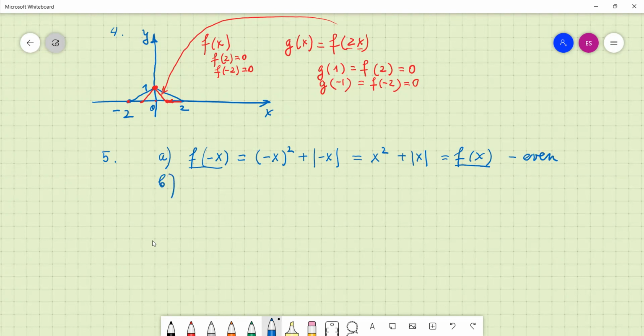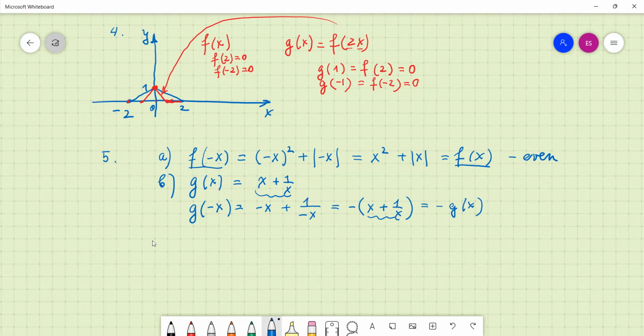B, g of x was equal to x plus 1 over x. So g of minus x is going to be minus x instead of x plus 1 over minus x. I'm going to take this minus outside of parentheses, and this minus jumps here and can be taken outside of parentheses too. And now I see that in parentheses, I have exactly my function g of x. So g of minus x equals minus g of x. So the function is odd by definition.